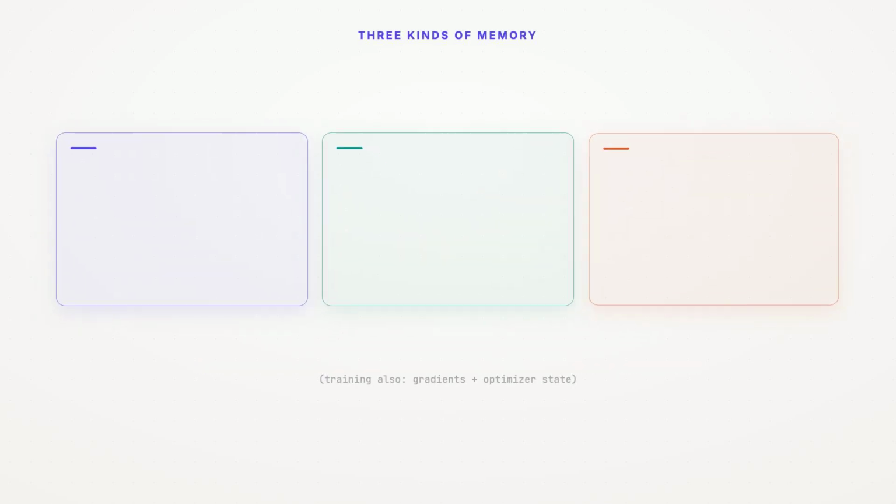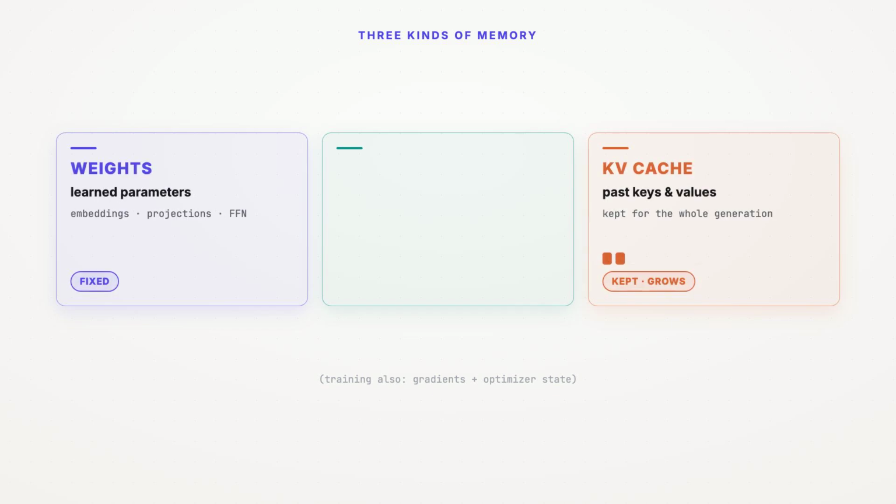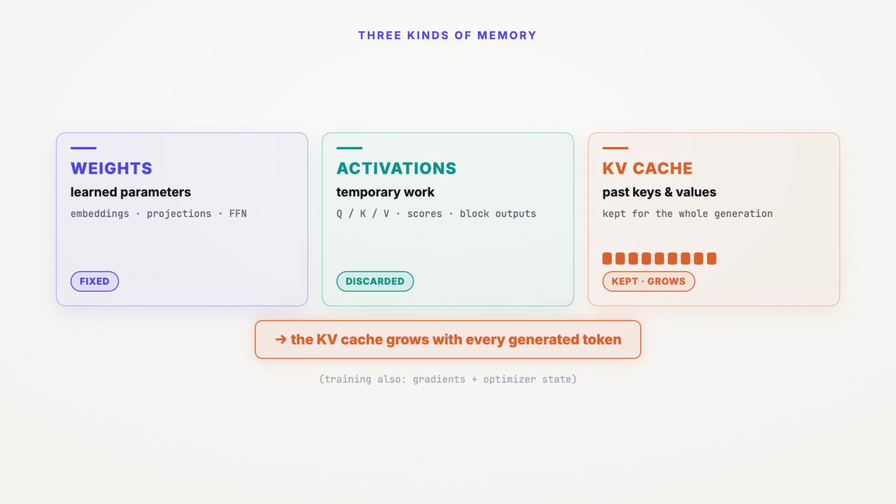It helps to separate three kinds of memory. Weights, the learned parameters fixed during inference. Activations, the temporary values as a request flows through. Embeddings, scores, block outputs, created and thrown away. And the KV cache, past keys and values, deliberately kept around during generation. Training adds a fourth, gradients and optimizer state, but for serving, those three are the story, and the KV cache is the one that grows with every token.